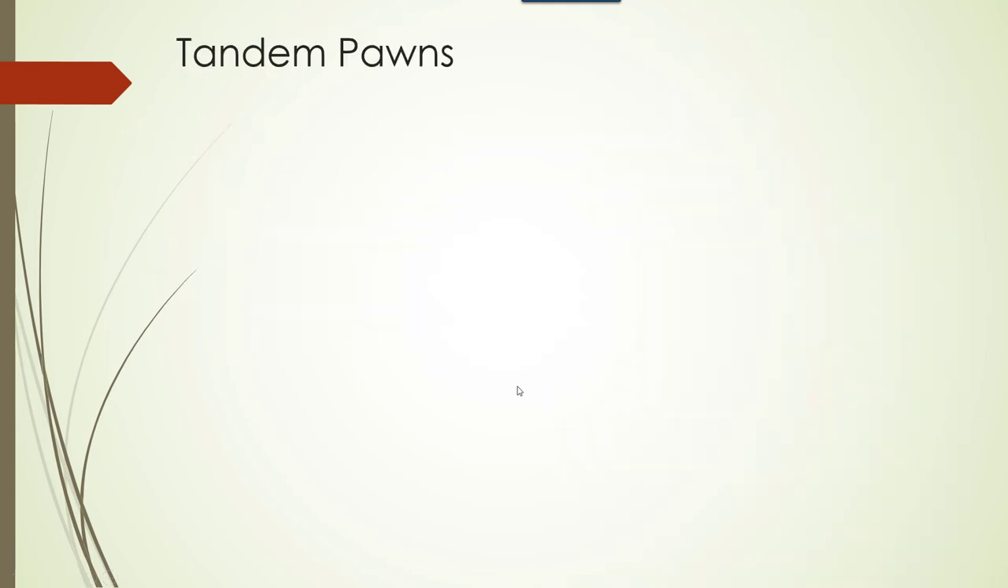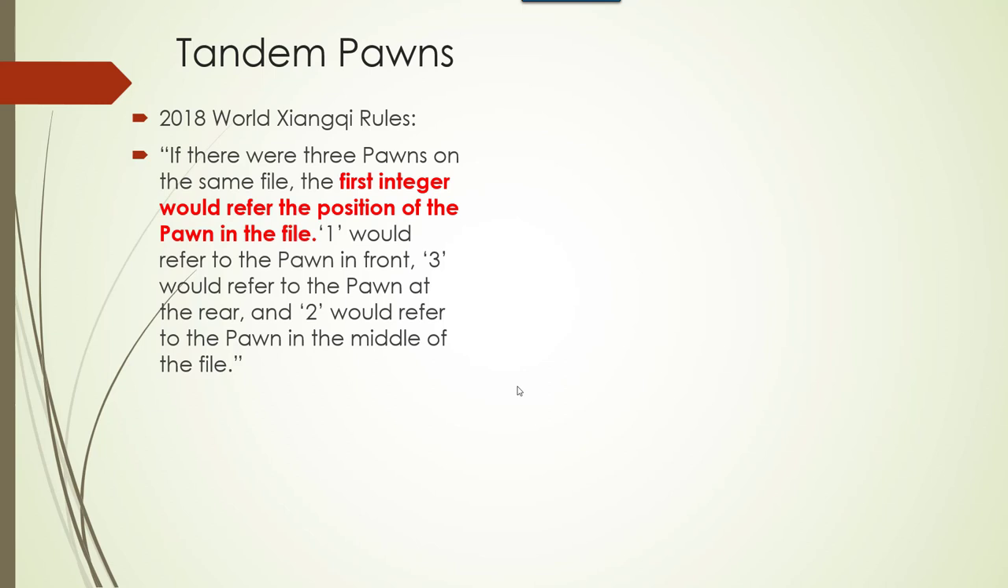The last part of my tutorial deals with an issue that has been quite a problem for some time, but fortunately in the 2018 World Xiangqi rules, it has been clarified. What would happen if there were tandem pawns, like 3 or 4 or 5, or even 2 sets of tandem pawns on the board? What would the notation be? Because the notations mentioned prior to this would not be applicable.